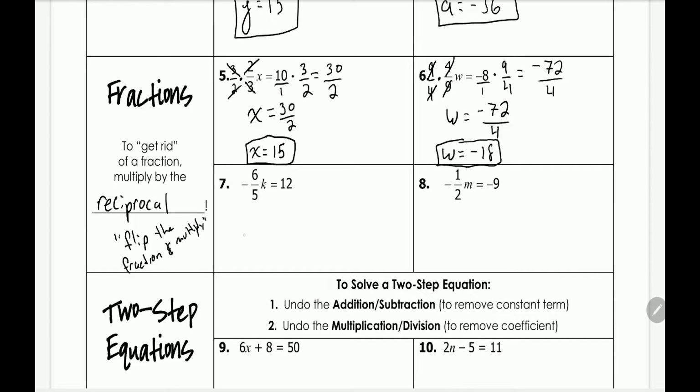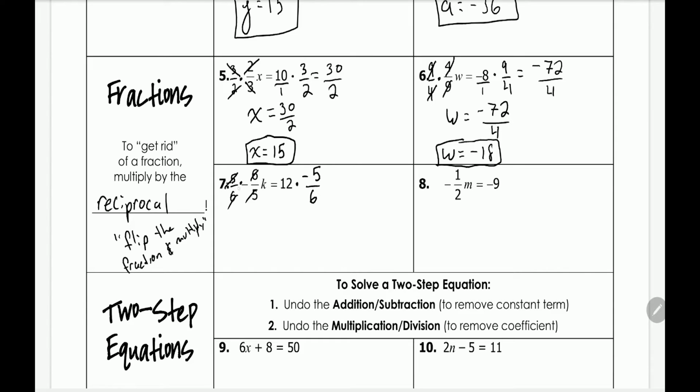Number 7, we have negative 6 over 5 k is equal to 12. So we have to get rid of the negative 6 over 5. The way we can do that is multiply by the reciprocal. Well, the reciprocal is negative 5 over 6, and we're multiplying. And we have to multiply both sides by it. Alright, 5 on top, 5 on bottom. 6 on top, 6 on bottom.